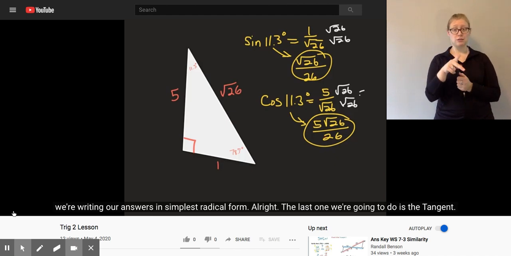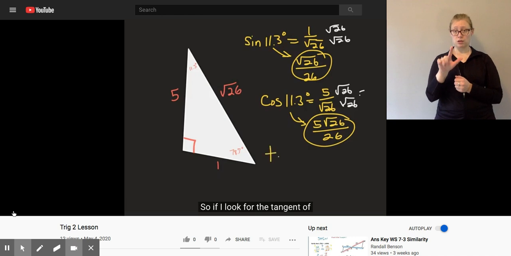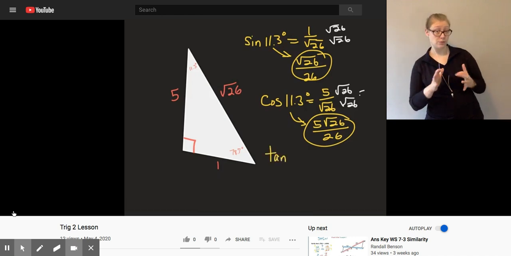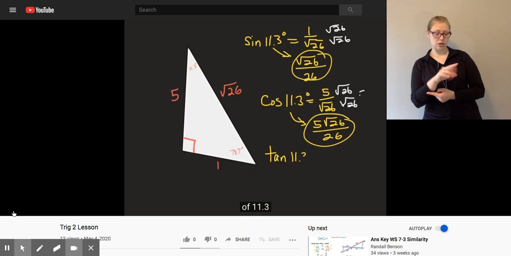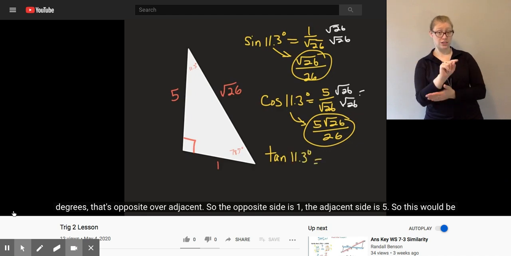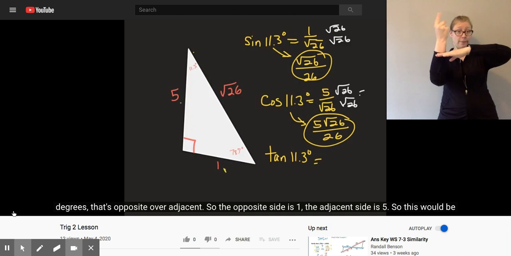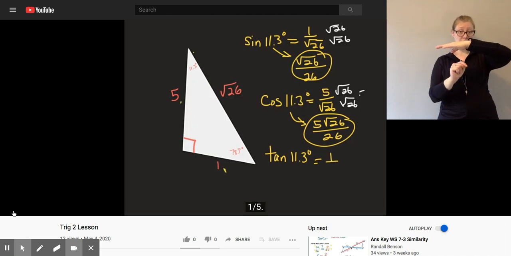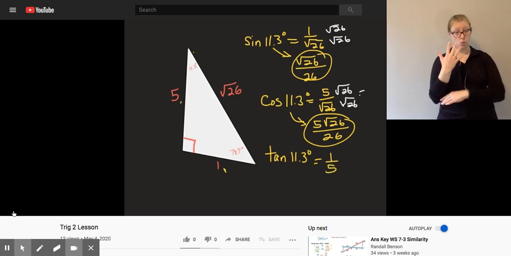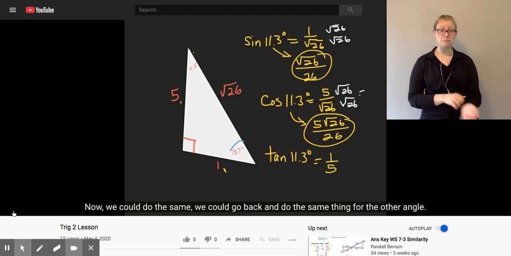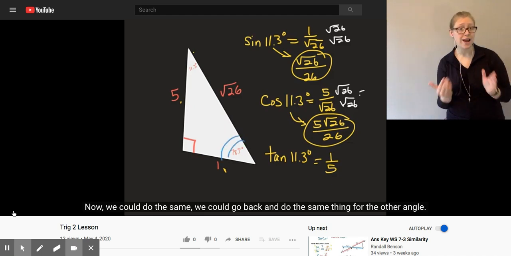All right, the last one we're going to do is the tangent. So if I look for the tangent of 11.3 degrees, that's opposite over adjacent. So the opposite side is 1. The adjacent side is 5. So this would be 1/5. Now we could go back and do the same thing for the other angle.